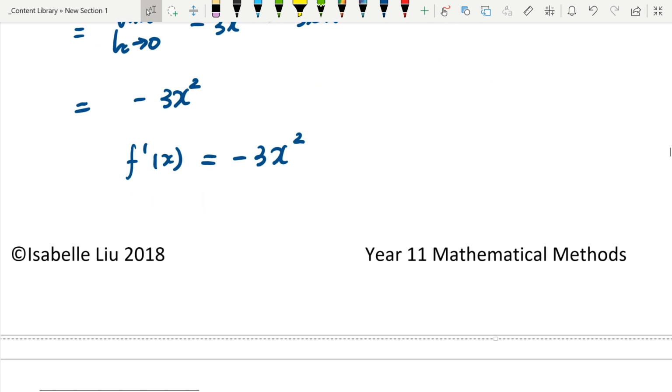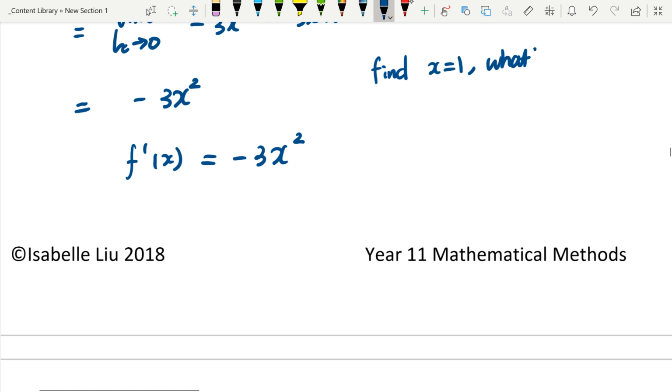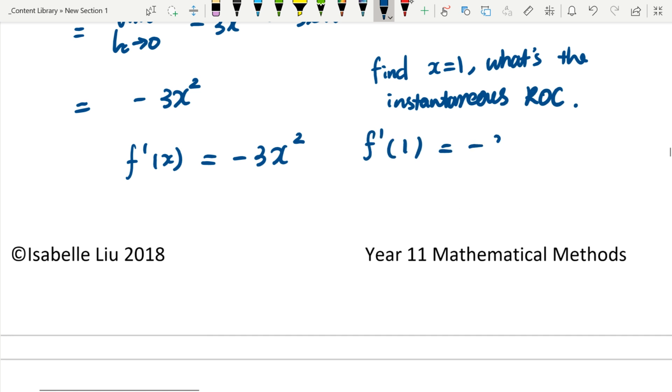After I have this, this is my gradient function. If I want to find the instantaneous rate of change at x equals 1, I just say f dash 1 equals minus 3. So the instantaneous rate of change at x equals 1 is negative 3. That's basically what first principle is and what it means. Do you get that?